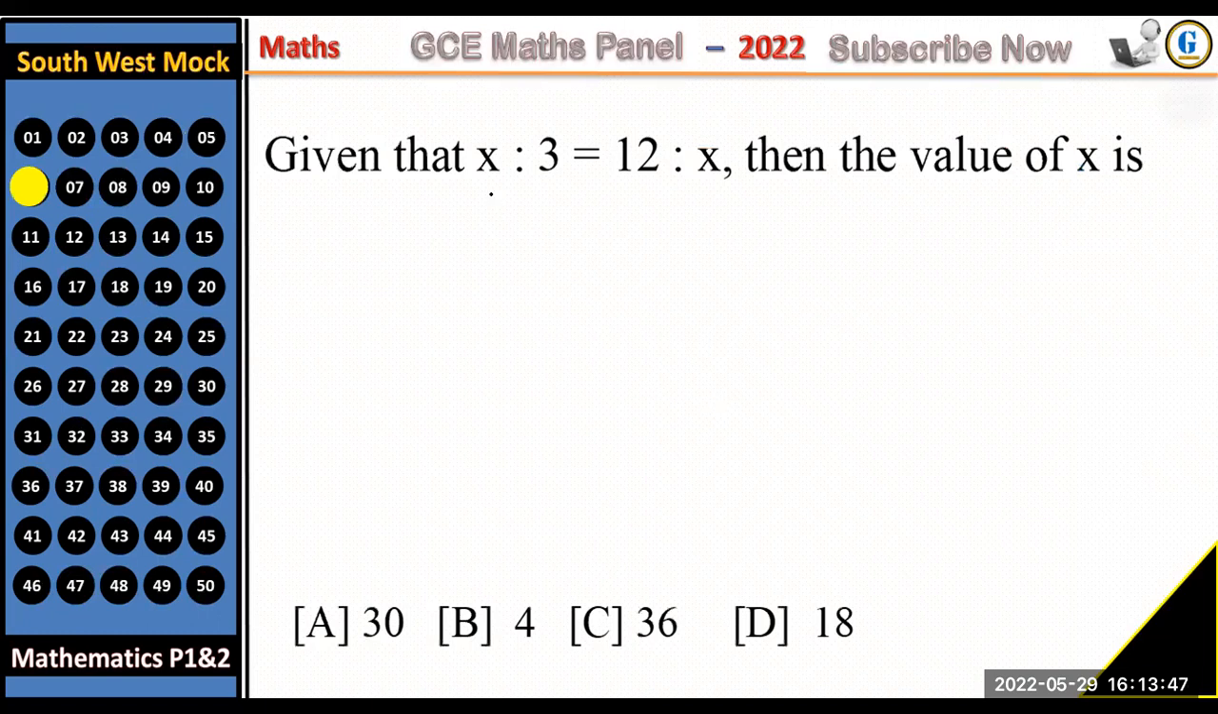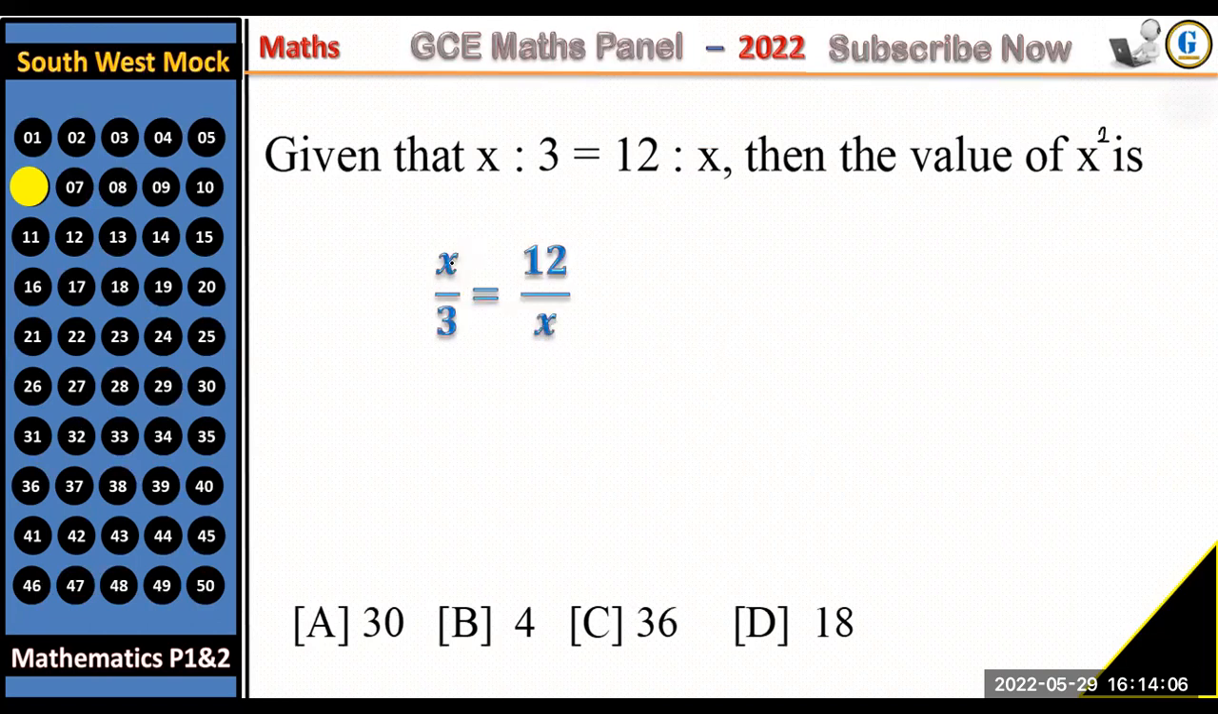Question 6. Given that x over 3 is equal to 12 over x, then the value of x is. Now for this particular question, the answer is not here. If they were asking for the value of x squared, then the answer would be here, but it is not there. So let's just see what we do.